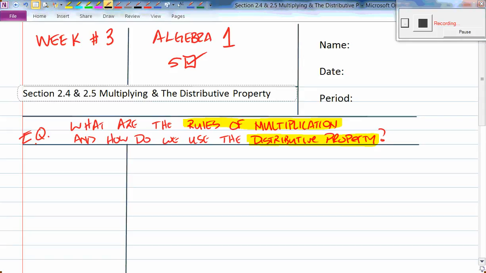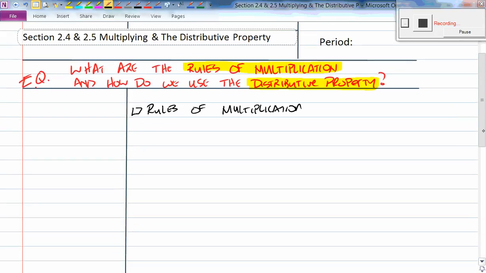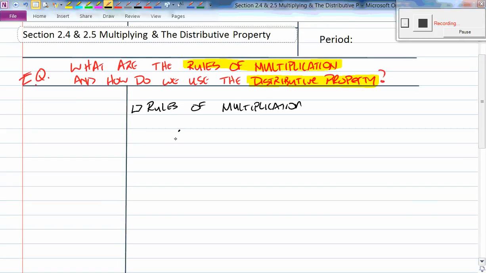So, the first one, let's start off with the rules of multiplication. Okay, I'm pretty sure you know most of these already. What happens if I take a positive number and I multiply it by a positive number? What will that always give me? That will give me a positive number. You are correct. So positive times positive equals a positive number.